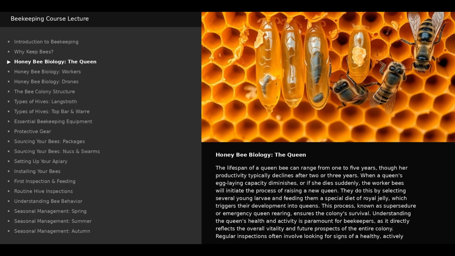Understanding the queen's health and activity is paramount for beekeepers, as it directly reflects the overall vitality and future prospects of the entire colony. Regular inspections often involve looking for signs of a healthy, actively laying queen, such as a consistent brood pattern.